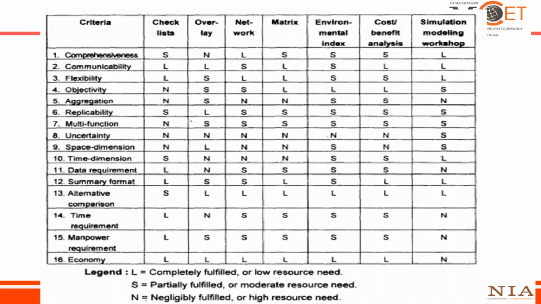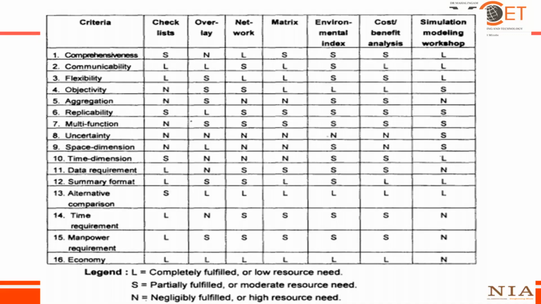So L here refers to completely fulfilled, S refers to partially fulfilled, N refers to negligibly fulfilled, right? So L is low source need because it is fulfilled, so you don't require that many resources. S is partially fulfilled, so moderate resources are required. N is negligibly fulfilled, so you need a lot of resources. So let us look at them one by one.